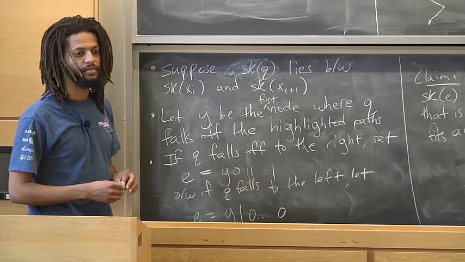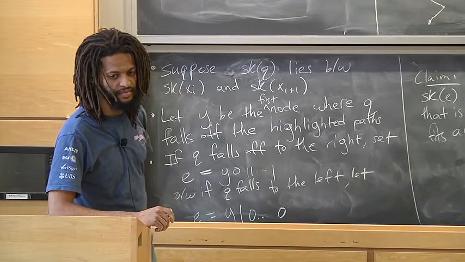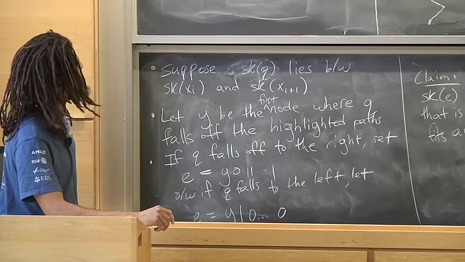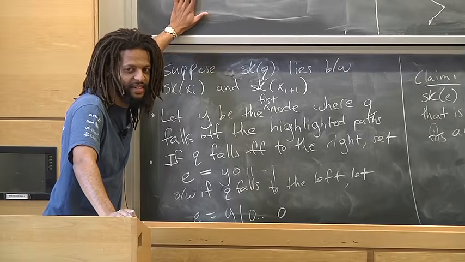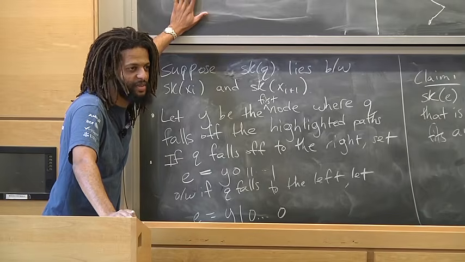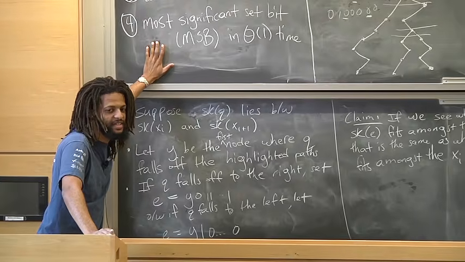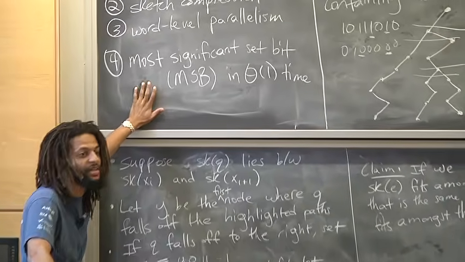Yeah. How do you find where Q falls off to the right? Oh, that's a very good question. So I claimed that if we had number 4, we could do that. So do people agree? How would you use this number 4? We haven't done number 4 yet, but yeah.